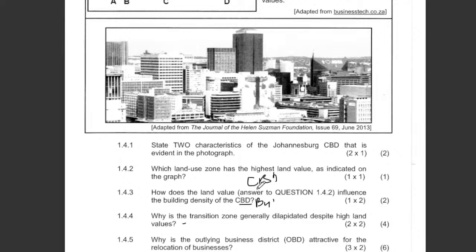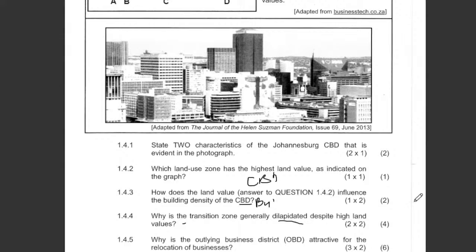Number 1. Number 2, we also look at the fact that the transition zone is accessible. Okay, it's a bit accessible, or the pressure that is put on the CBD has resulted in people leaving the CBD, which means that the increase in the population has resulted in the buildings generally being dilapidated, yet the land value is still high.